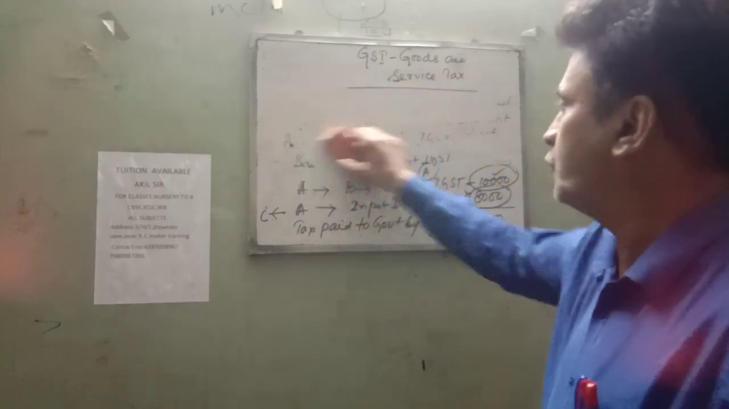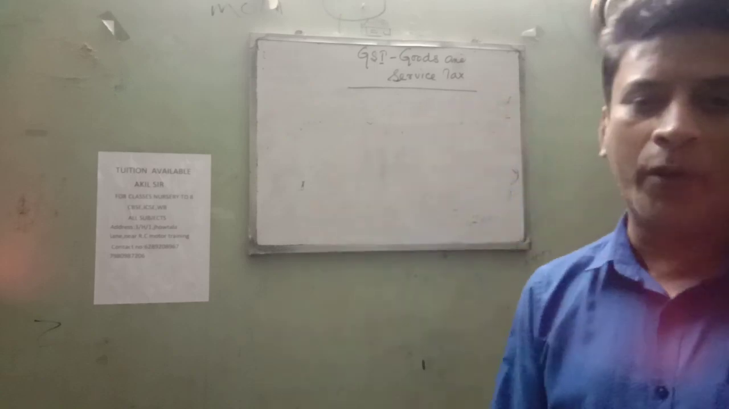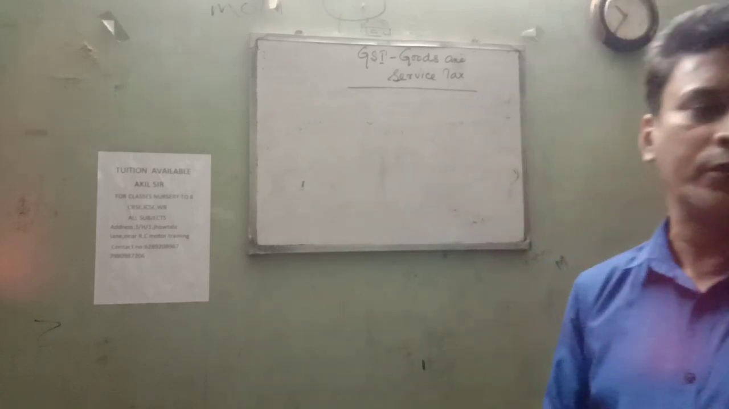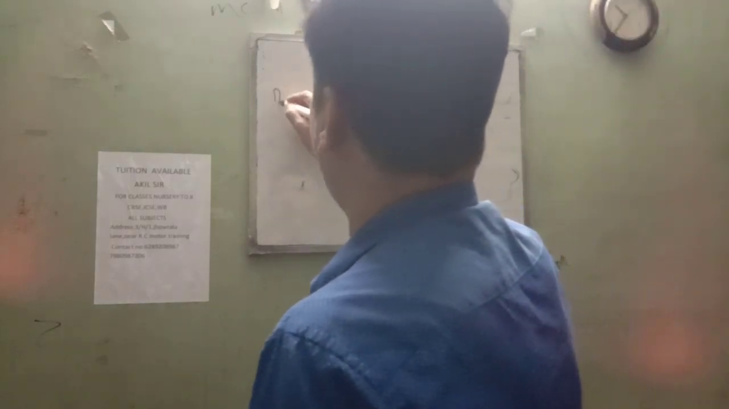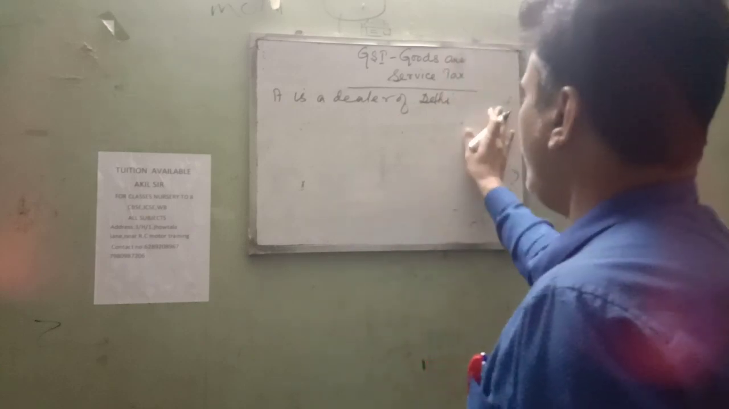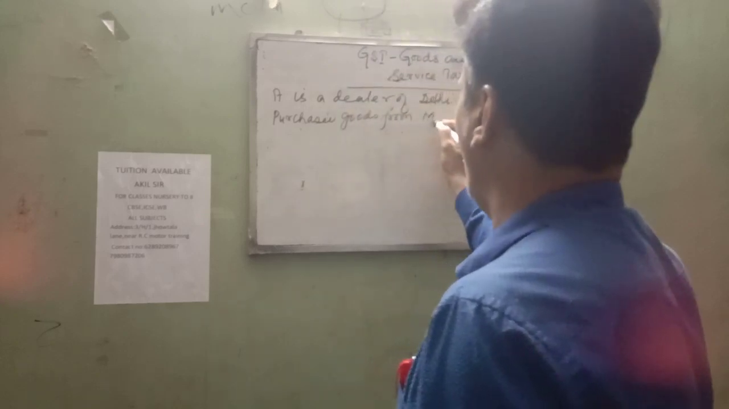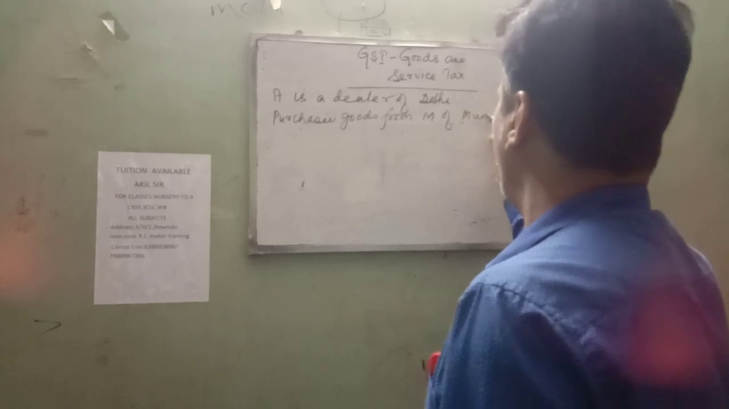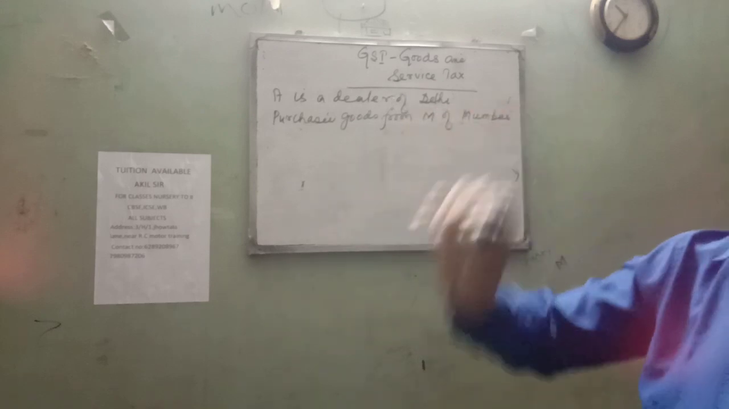Suppose purchase goods from C on credit amounted to rupees 50,000. Suppose I'm giving an example, A is a dealer of Delhi. So, okay. Now, A purchases goods from M of Mumbai. Okay. So, in this case, Delhi and Mumbai are two different cities.